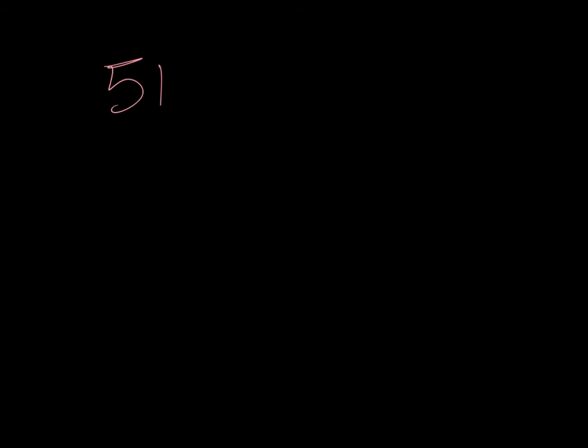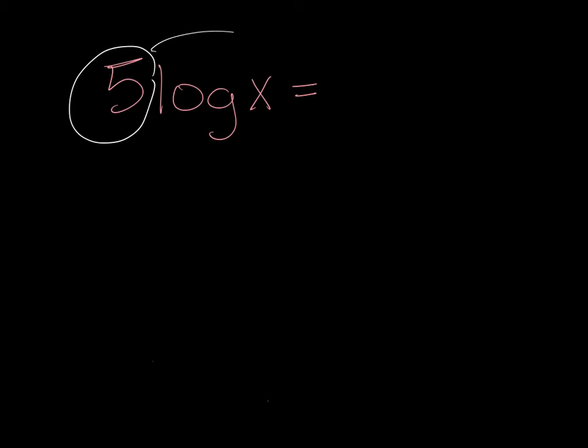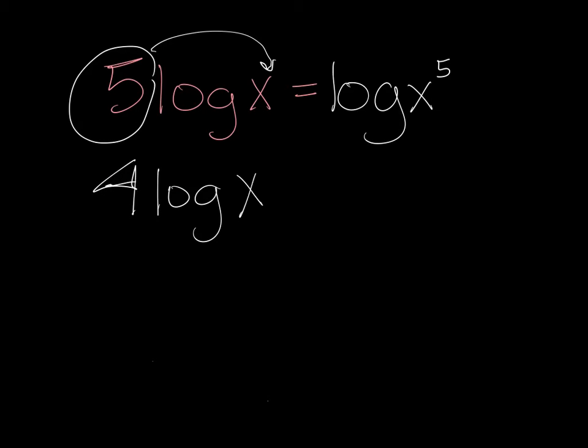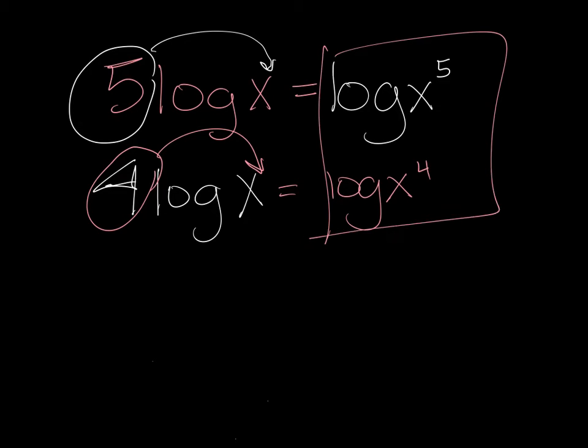5 log x would equal, so you're going to take this number and you're going to put it as a power. So it becomes log x to the 5th. Let me do it again. 4 log x, take that number, put it on the top. Now we have log x to the 4th. And that is it. These are our final answers.